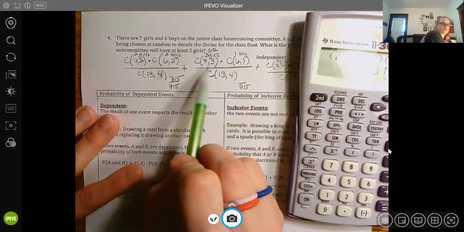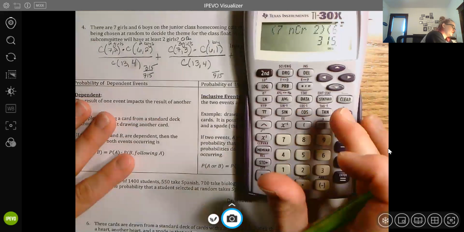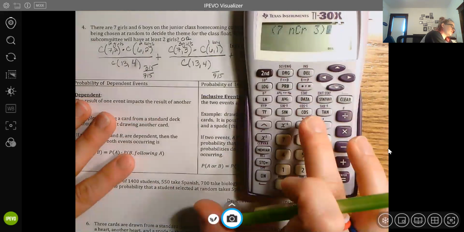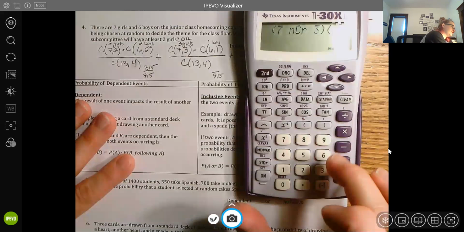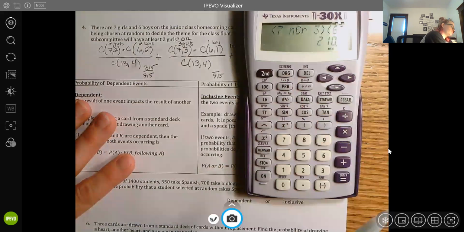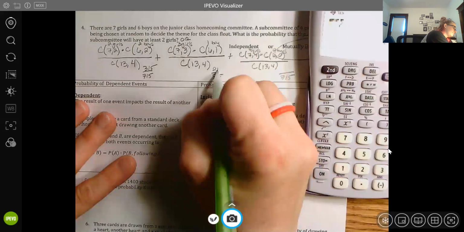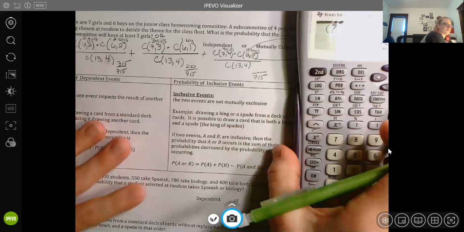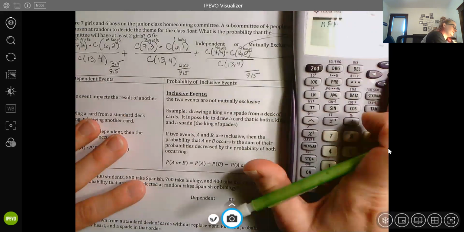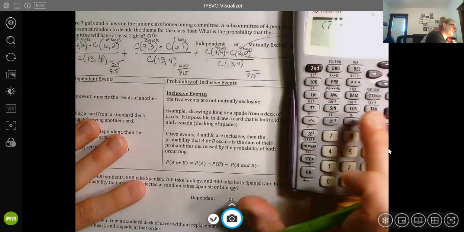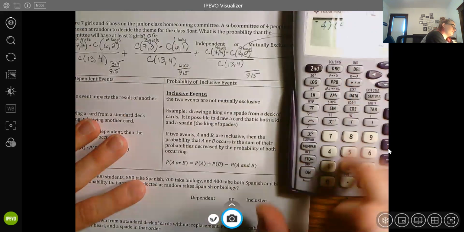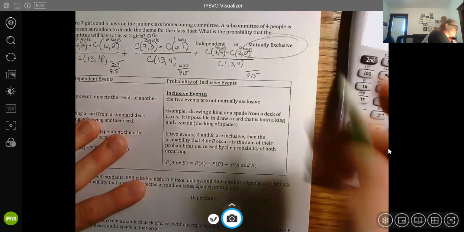Okay, now I'm going to do the middle one. So 7, combination, choose 3. We're having 3 out of the 7 girls. And 6, combination, and 1 boy. I get 210. And then the last one, I have 7 girls to choose from, and I'm picking 4 from there. I have 6 boys to choose from, and I'm picking 0 of them. And we end up with 35.